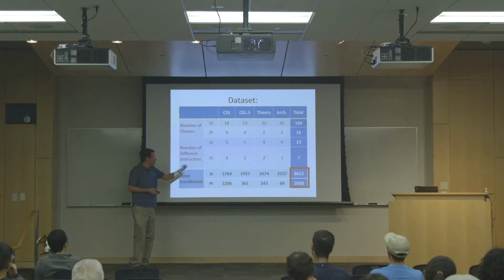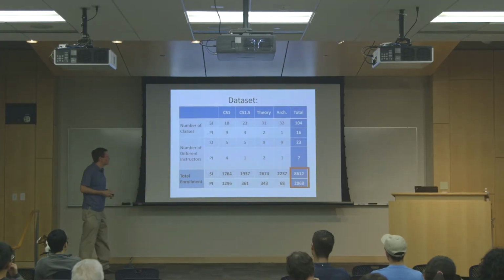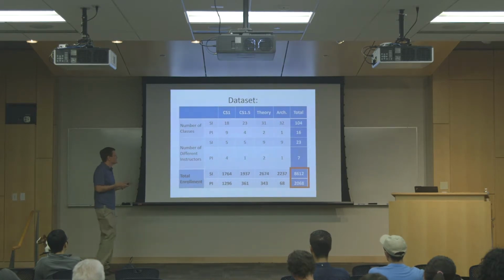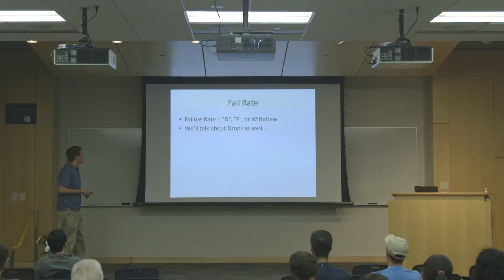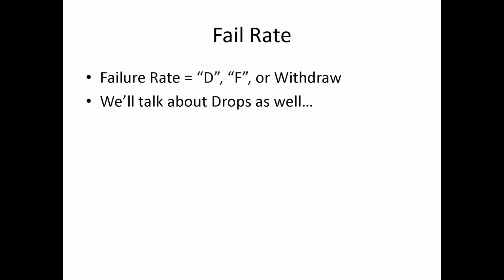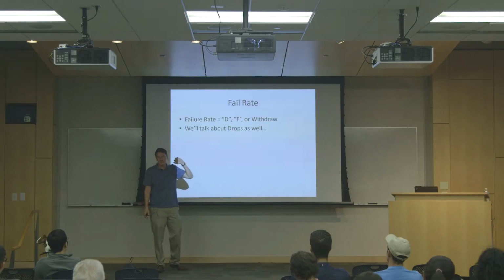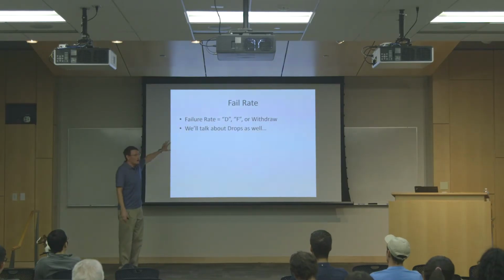So we've got about 8,600 students in the standard instruction classes, a little over 2,000 in the peer instruction classes. This isn't just one instructor, this is actually 7 different instructors using peer instruction, and we've got 16 instructors doing the regular classic instruction. So a big data set here. We define fail rate to be what the literature says, which is DWF: getting a D in the class, an F in the class, or you withdraw from the class. There are drops. I'll talk about those a little bit later, but we're going to focus on the fail rate for now.